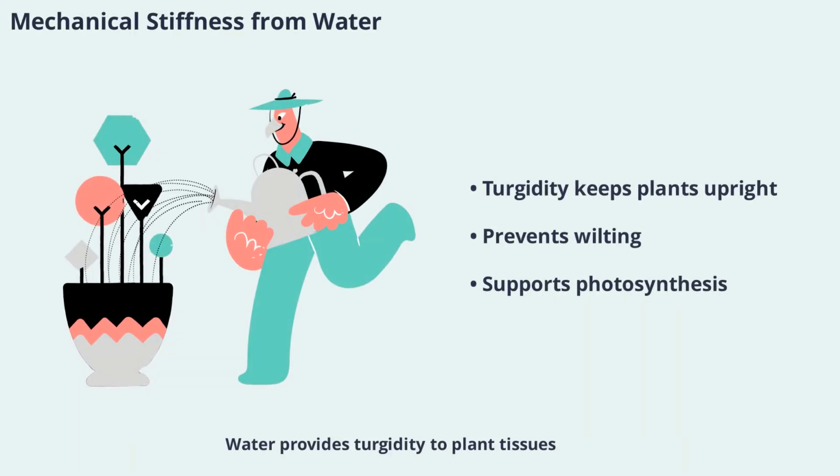Water provides turgidity to plant tissues, making them stiff and upright. When plant cells are full of water, they become turgid, which is essential for maintaining the structure of leaves and stems. Without enough water, plants wilt and lose their firmness. This mechanical stiffness is not just about appearance. It is crucial for the plant's ability to capture sunlight and carry out photosynthesis efficiently.